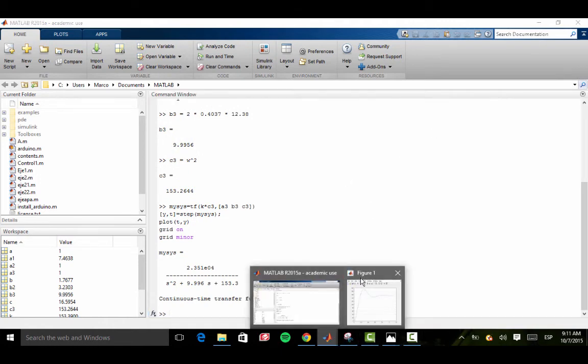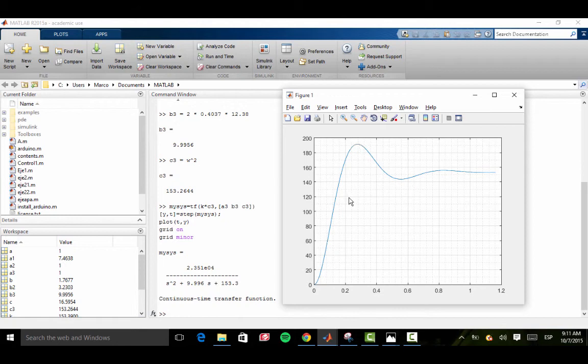And we got this plot of the problem with a k of 153, omega n of 12.38, and a sigma of 0.4037.